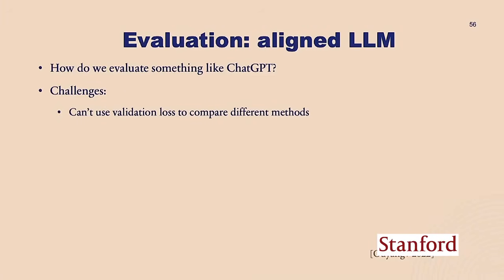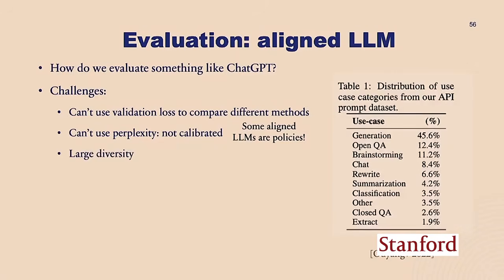One, you can't use validation loss because one method might use PPO, the other one might use DPO. Validation loss is not comparable. Second, you can't use perplexity. That's the thing I told you before. These models are not calibrated. They don't give distributions. They just optimize for one thing. So you can't use perplexity for evaluating these types of models once they're aligned. Third, there's a large diversity of questions that humans might ask these models. Generation, open QA, some question answering, some summarization, and all of these things. So there are so many things you have to cover.